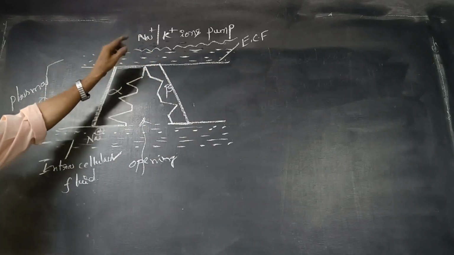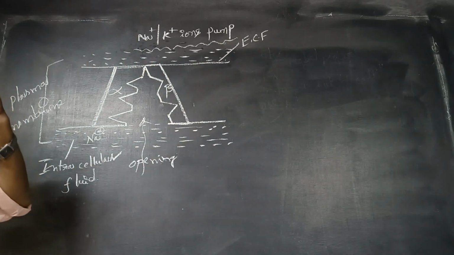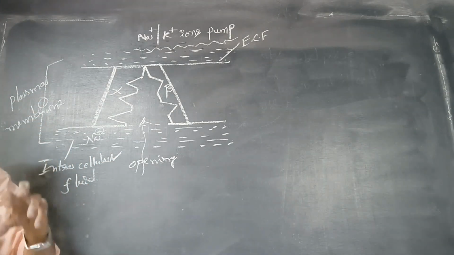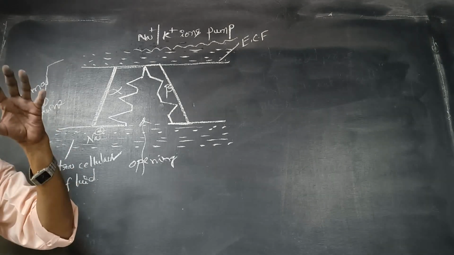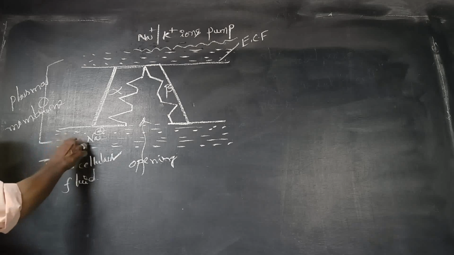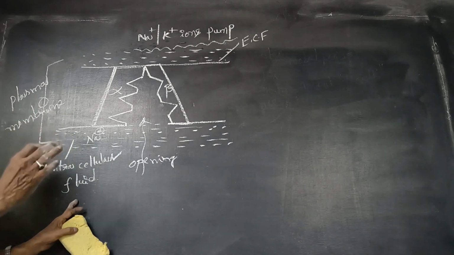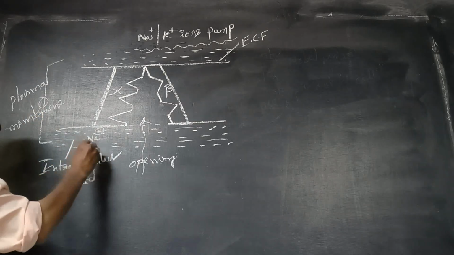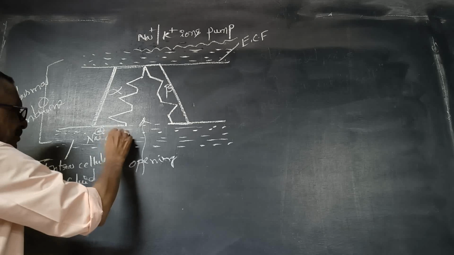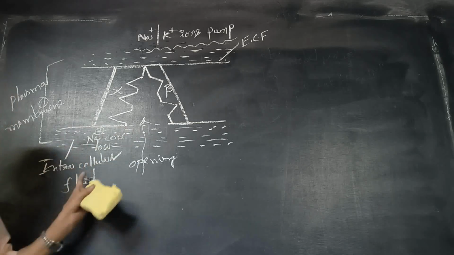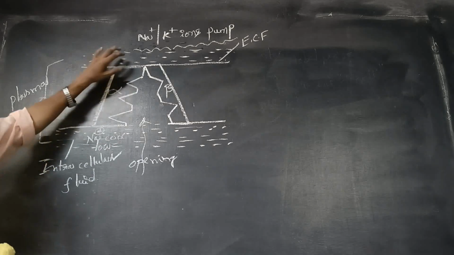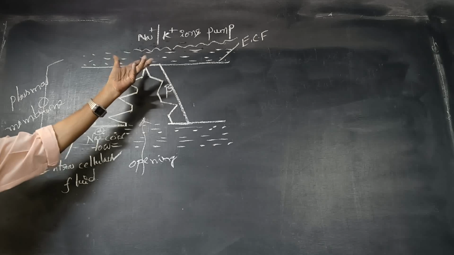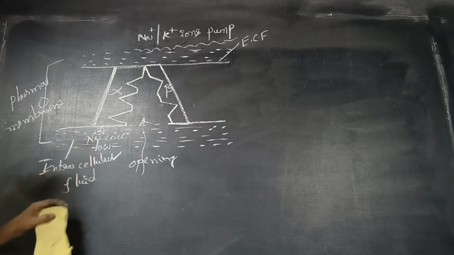Now this sodium potassium ions pump is an example of active transport phenomena. Active means energy must be spent, energy must be utilized. So here ions will move from low concentration to high. That means in the intracellular fluid, sodium ion concentration is low. From low concentration, it is moving towards the higher concentration. That's why it is called an active transport phenomenon. Okay, so this much you must remember.